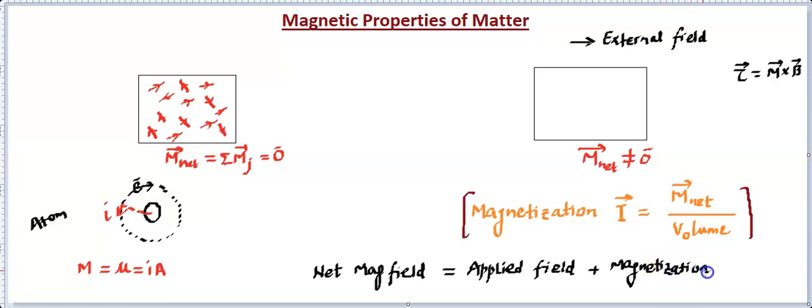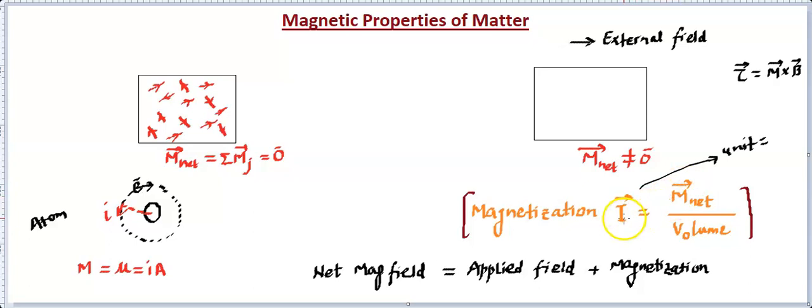So this magnetization is coming because of the properties of the material, and you are applying a field. So the net field is the vector sum of these two things. Now, if we talk about the unit of this magnetization, we can work out what it is going to be.